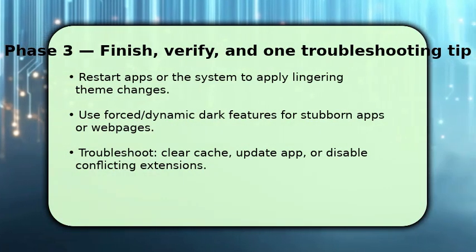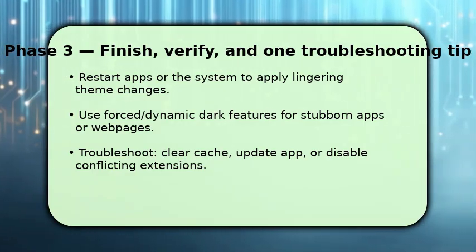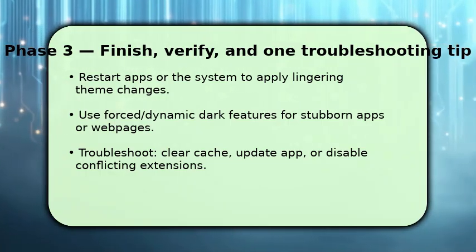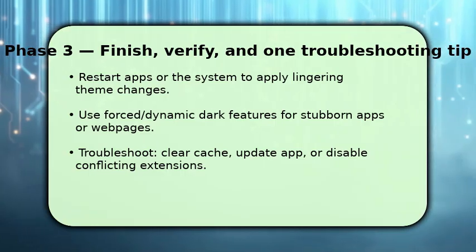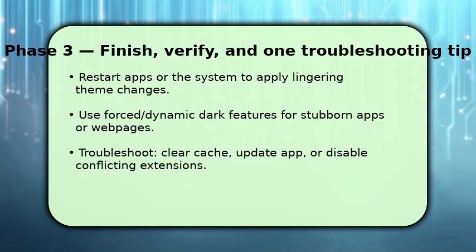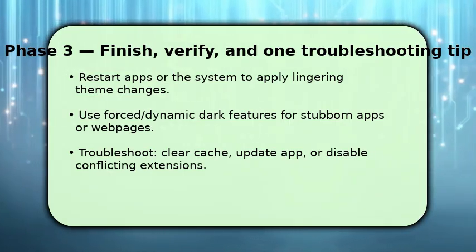If an app refuses to switch, enable forced or dynamic dark features at the system or browser level. These adapt colors automatically. Make sure apps are up to date and clear cache if themes behave oddly. If problems persist, disable extensions or accessibility rules that could conflict. One key tip: test in a fresh user.